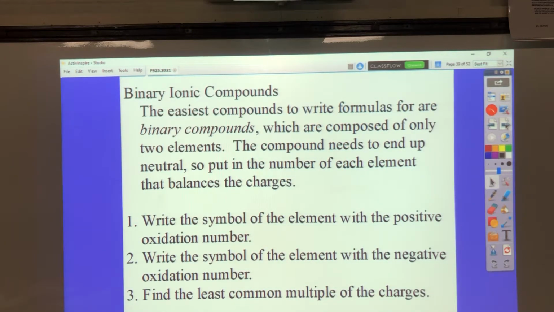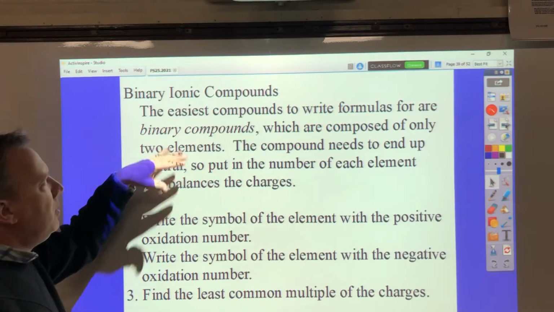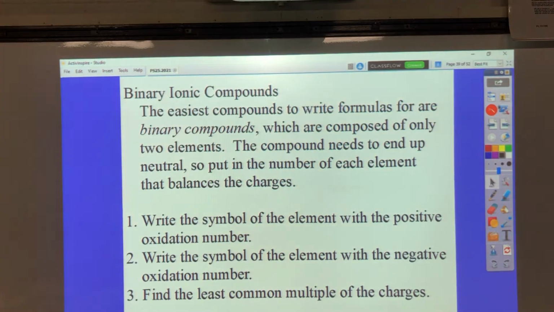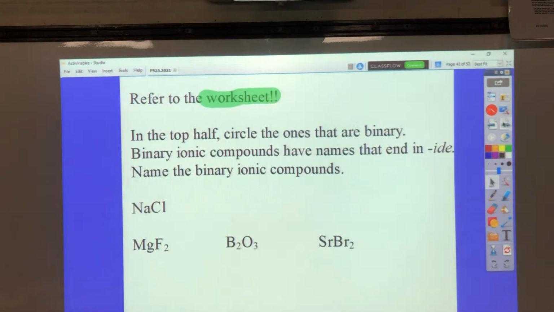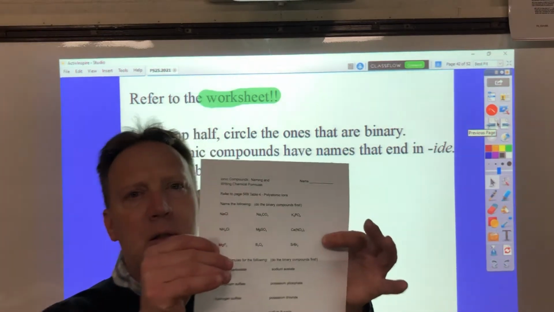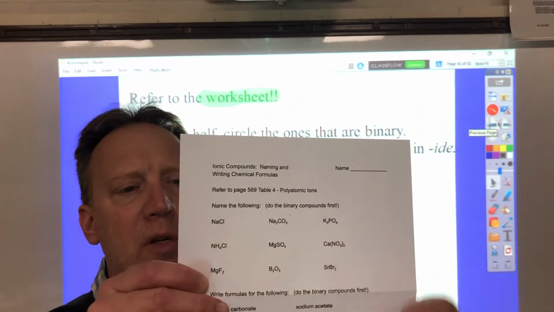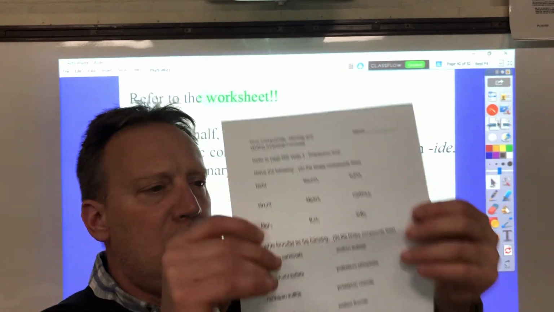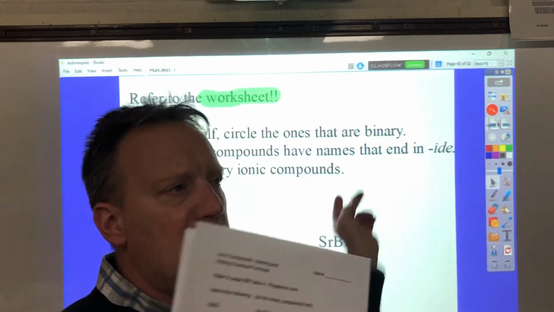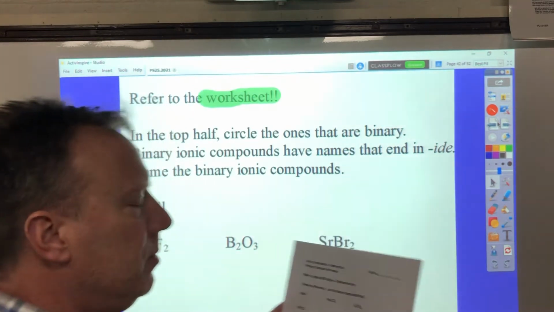Okay, I'm going to come back to this maybe later. But we're going to do the binary compounds made of only 2 elements. To do this, we will start with a worksheet. Now, if you're at home, you don't have the worksheet, but it looks like this. It has a top half and a bottom half, and you'll get one. But you can simulate it just by writing these on the paper.